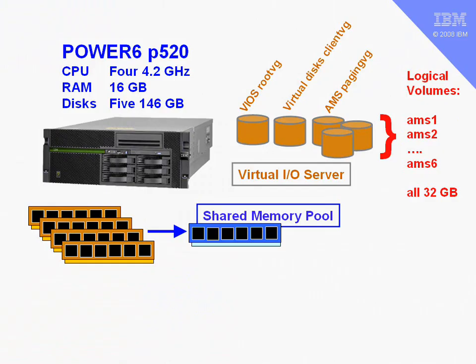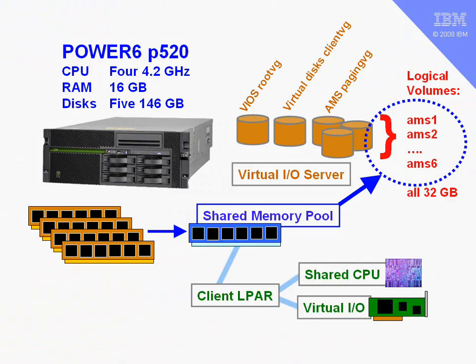Remember, when we create a shared memory pool, we've also got to say, if we run out of space in the pool, where do we put that? And so we have to also connect up the logical volumes on a VIO server, or 2 VIO servers, so that these are the logical volumes where the memory will be pushed if we run out of space in the pool. Then we're going to create a logical partition, a client one.